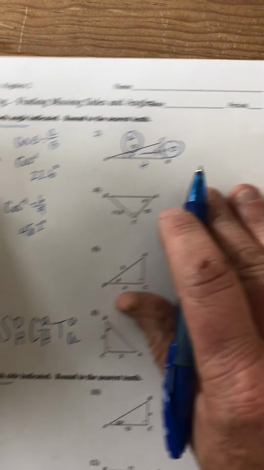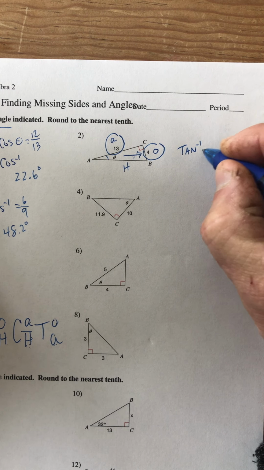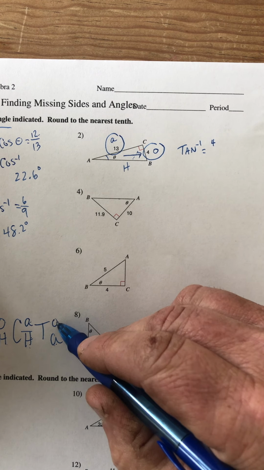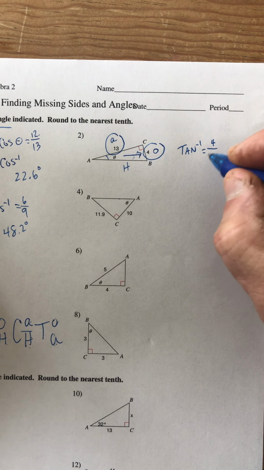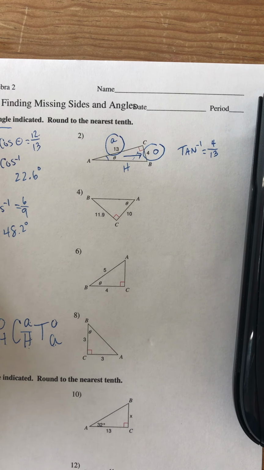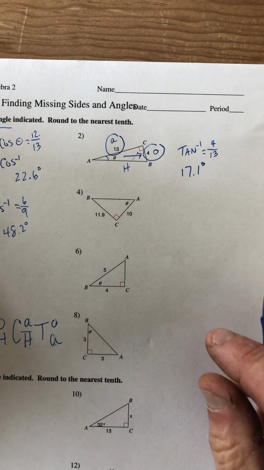So we're going to have tangent, and since we're looking for our angle, it's going to be tan of -1 equals our opposite, which is 4, over my adjacent, which is 13. So I hit second tangent, because we're using the tan function. 4 divided by 13, close your parentheses, and hit equal. Round it to the nearest tenth. The 1 is in the tenth place, and we have a 0, so it's going to be 17.1 degrees.